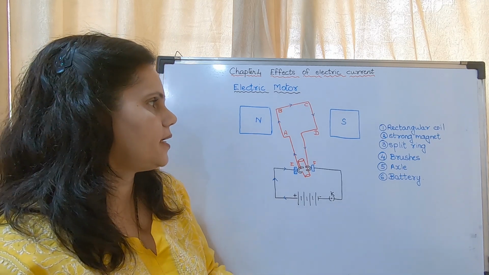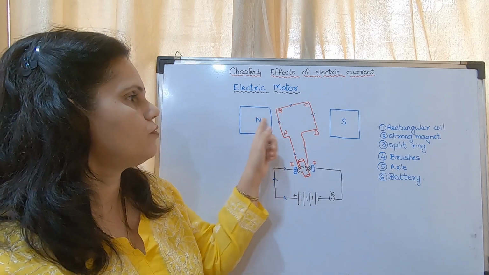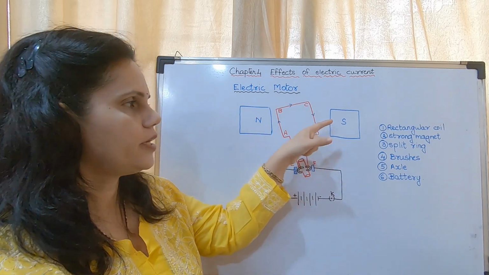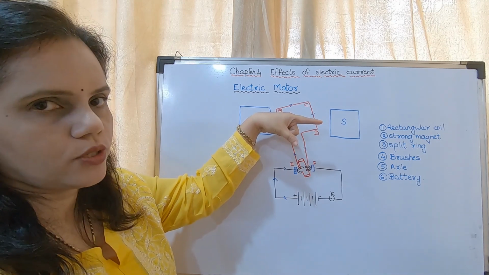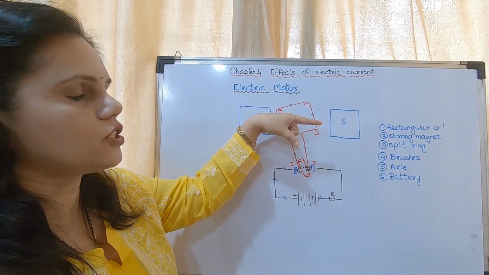Now here you may see this is the direction of magnetic field. So I am showing it with my index finger, that is north to south. And what is the direction of current?